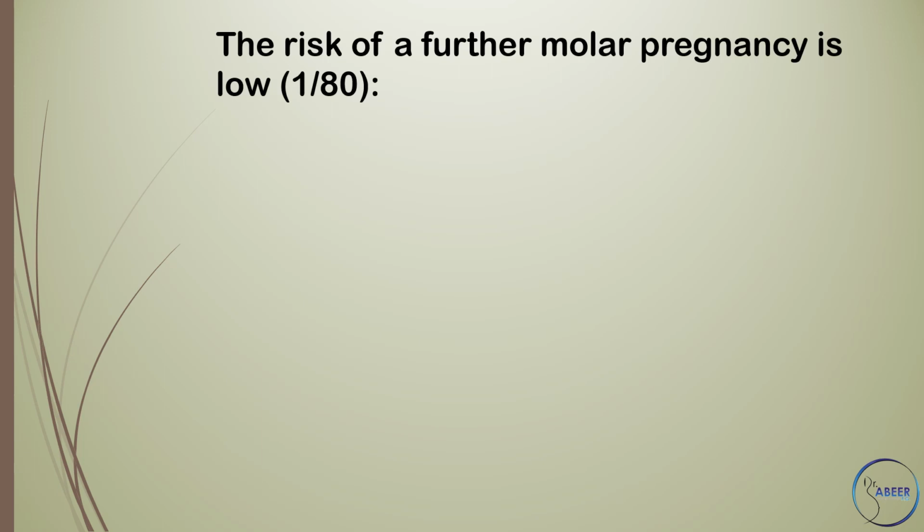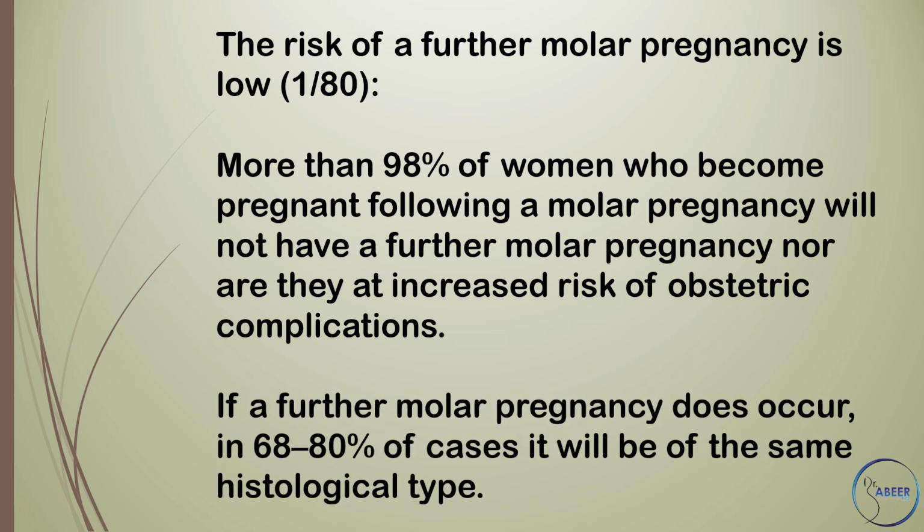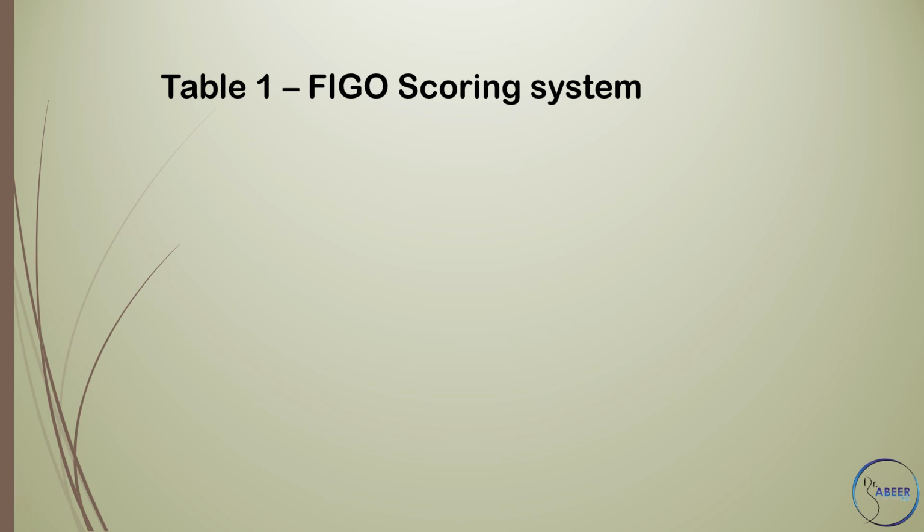The risk of a further molar pregnancy is low, equivalent to 1 in 80, where more than 98% of women who become pregnant following a molar pregnancy will not have a further molar pregnancy, nor are they at increased risk of obstetric complications. If a further molar pregnancy does occur, in 68 to 80% of cases it will be of the same histological type. Table number 1.